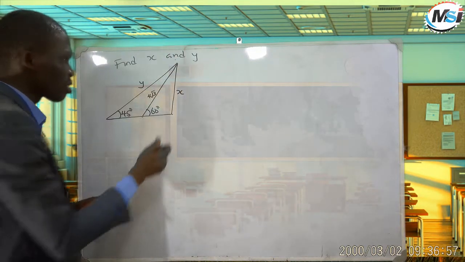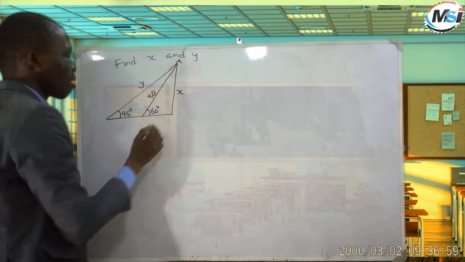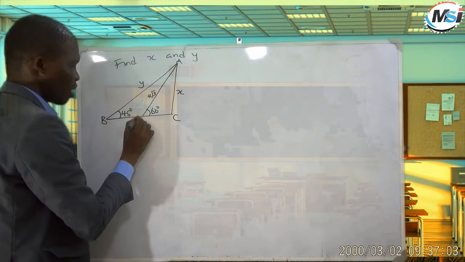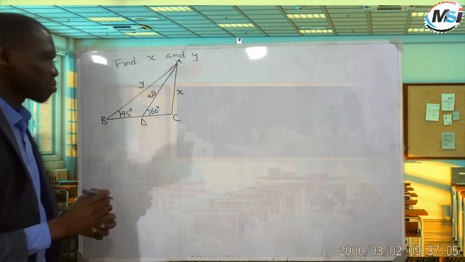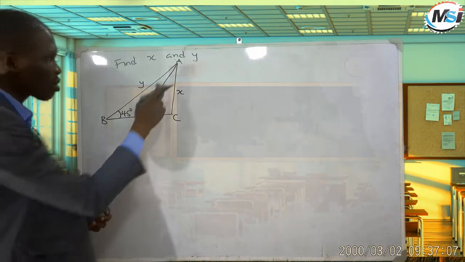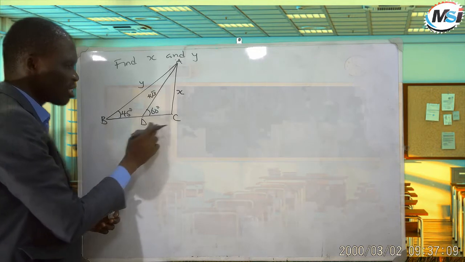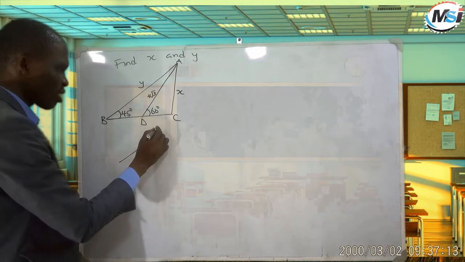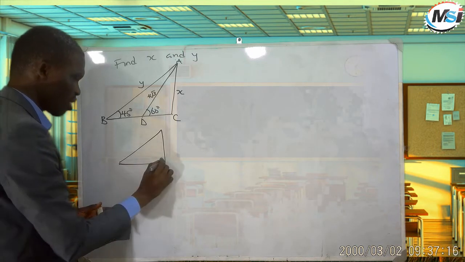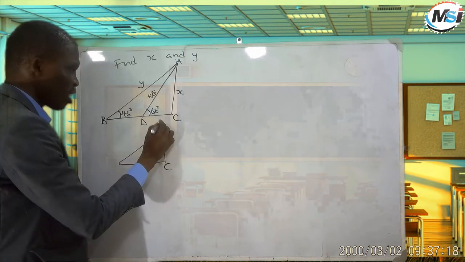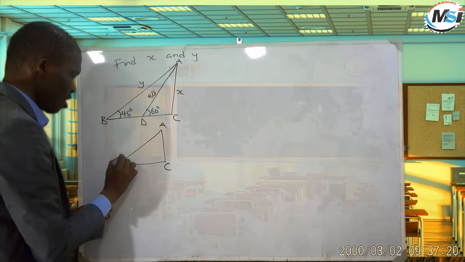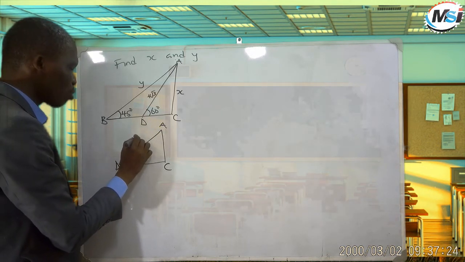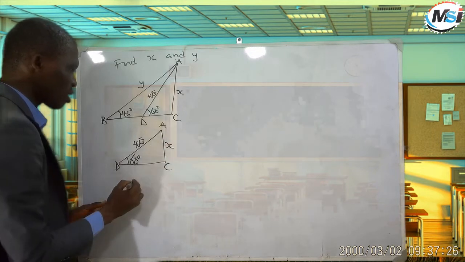Let's label it so that I don't get confused. A, B, C. Call this D. Now, I want you to pick out A, C, D. When you pick it out, you are going to have something like this. Am I right? C, A, D. And you are going to have angle 60 degree. This will be 4 root 3, and this will be x.